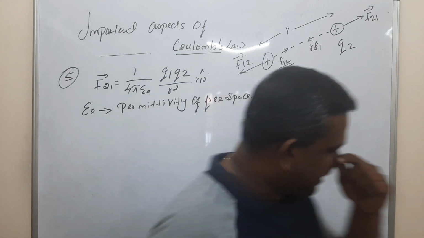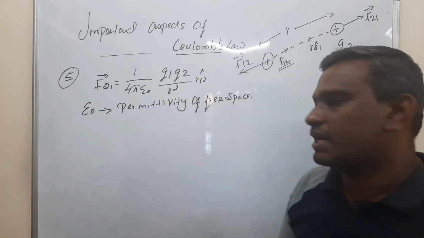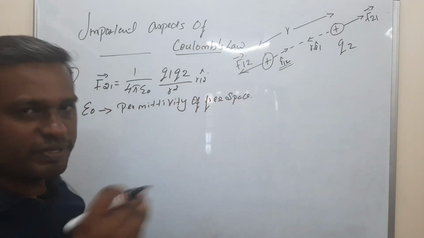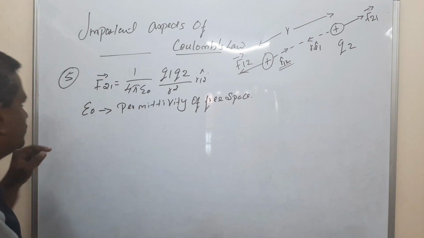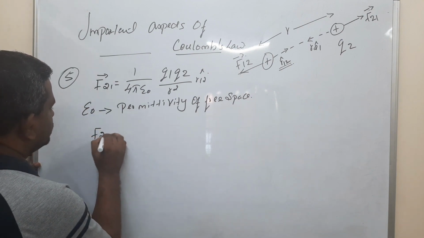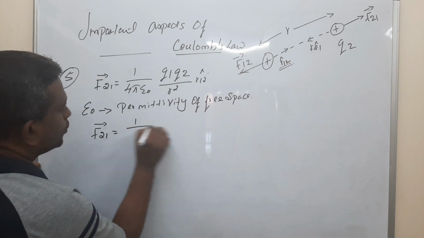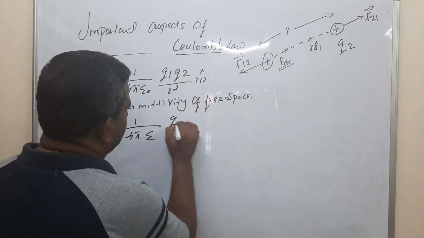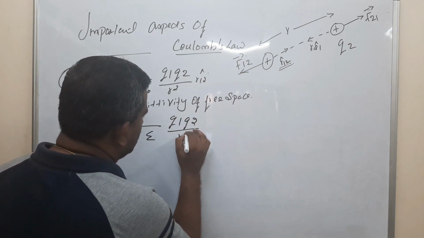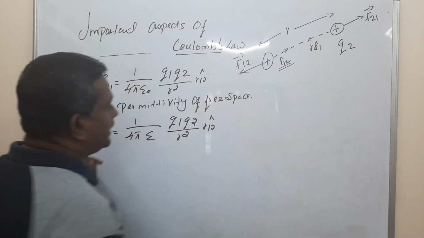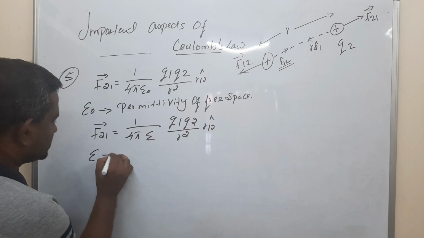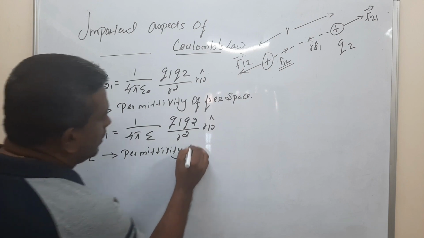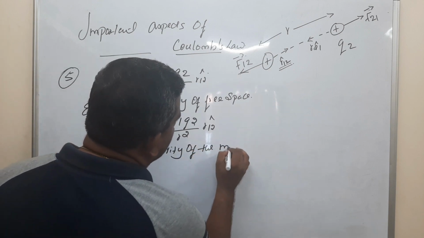The medium in between the charges is vacuum or free space. Suppose we place the two charges in another medium, other than vacuum or free space, then we can write the formula as F21 vector is equal to 1 by 4 pi epsilon, q1 q2 by r square into r12 cap. Here epsilon is the permittivity of the medium.